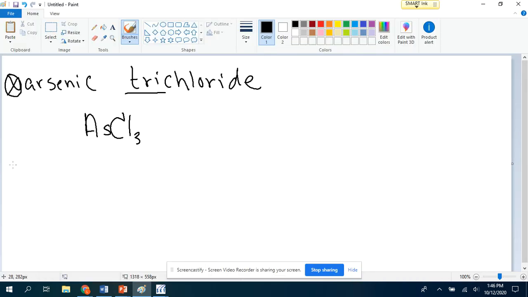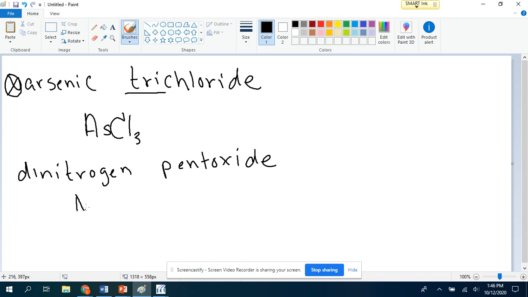Dinitrogen pentoxide. So if you're given dinitrogen pentoxide, and you need to write the formula for it, well, nitrogen, look that up, it's N. And this oxide, remember it changes to IDE, so it used to be just oxygen. Di is 2, and pent is 5. Okay, that's where those numbers are coming from. All right, one more.